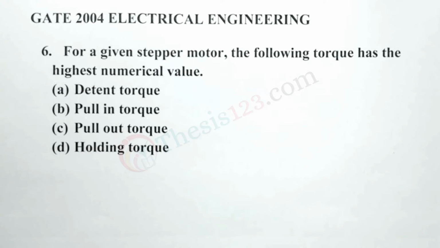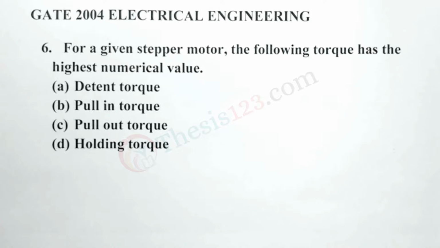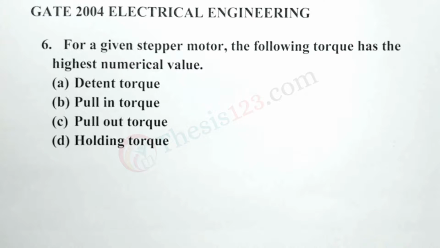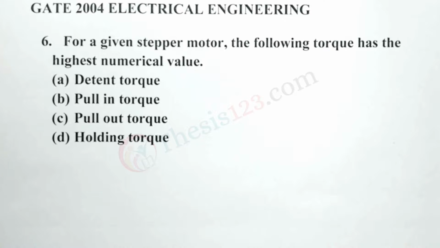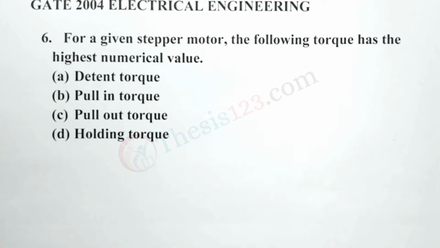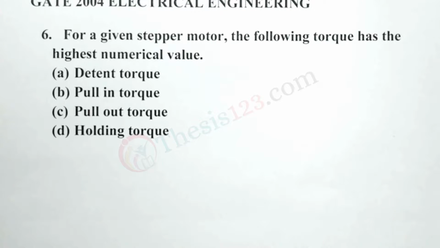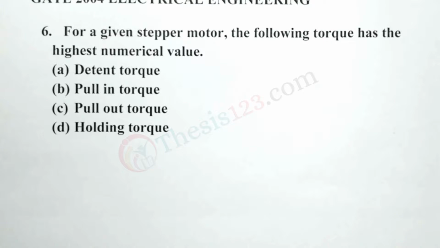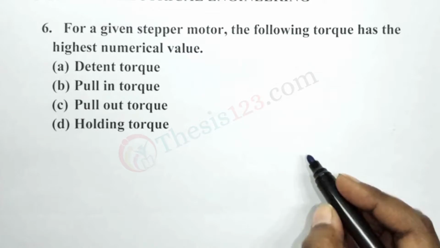Here's the next question, number 6. For a given stepper motor, the following torque has the highest numerical value. We have A, dead-end torque, B, pull-in torque, C, pull-out torque, and D, holding torque. Okay. So, in order to actually find out what type of torque would be the highest in terms of numerical value, we will have to take the torque versus pulses relationship. So, let's draw the characteristic diagram over here, okay?